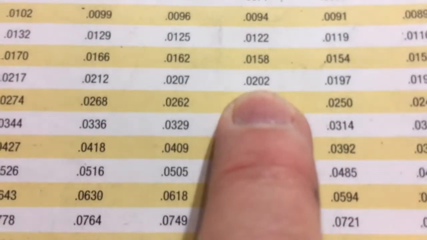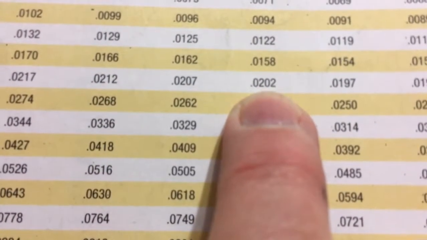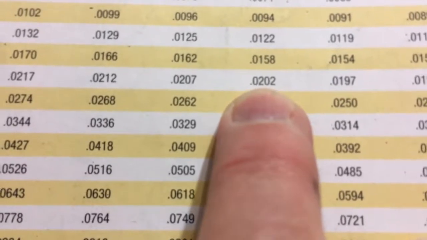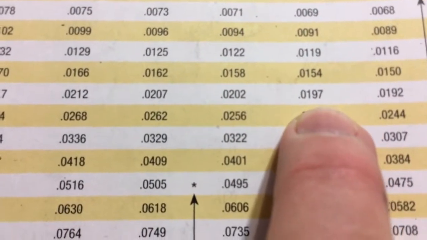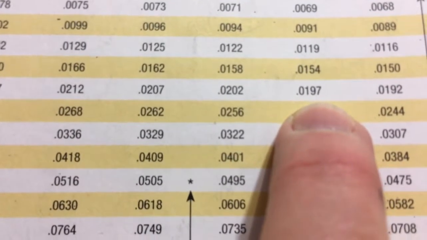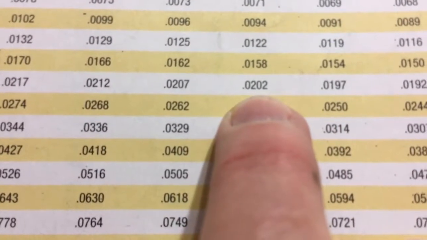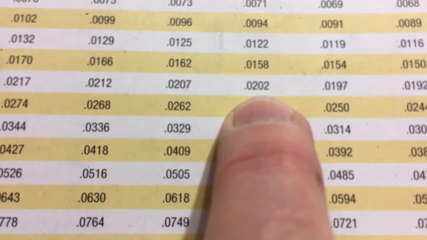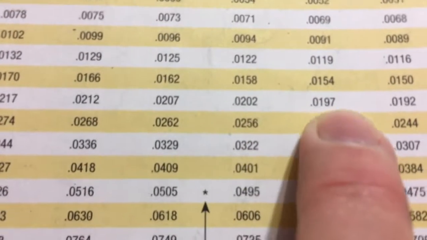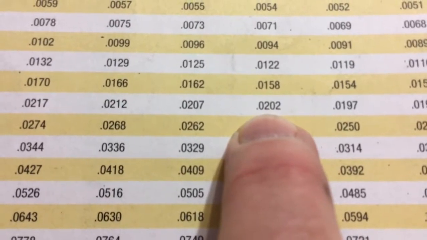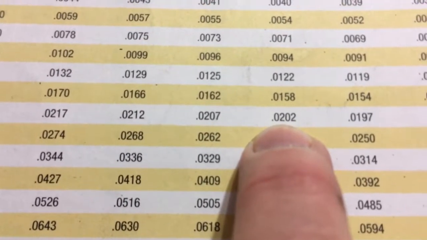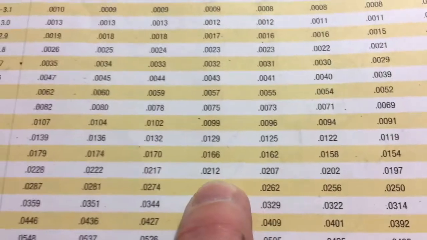Okay, I'm going to go with this one as being the closest to 2%. This one is farther away, and this one is 3 10,000ths away, and this one is only 2 10,000ths away. So I could go halfway in between them, but let's just guesstimate here. So we're just going to go to the left and up to see what that's going to be.